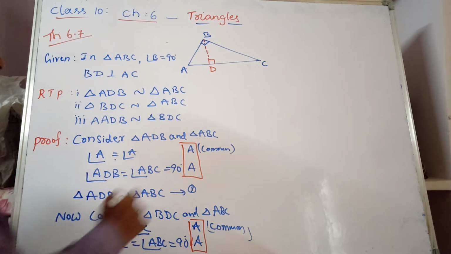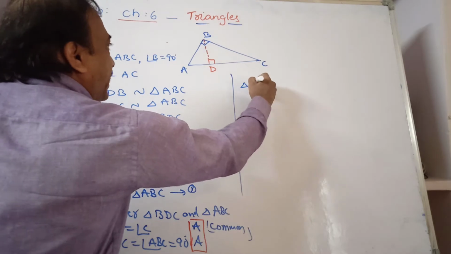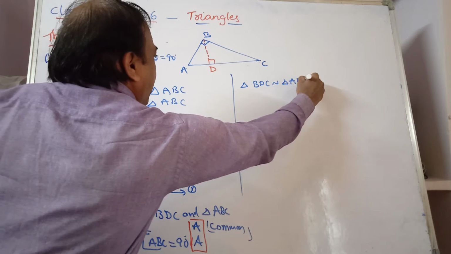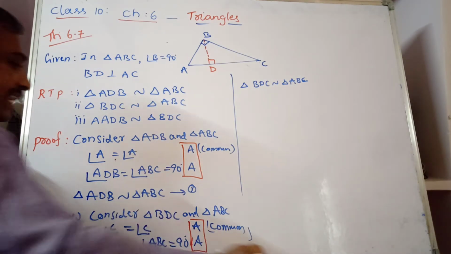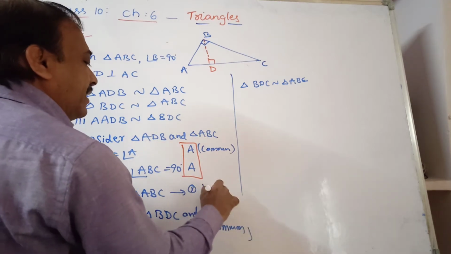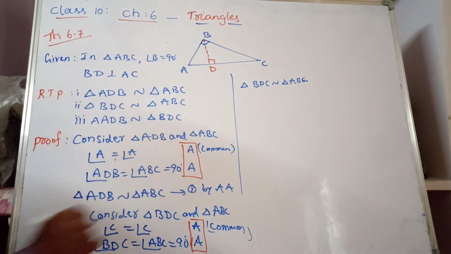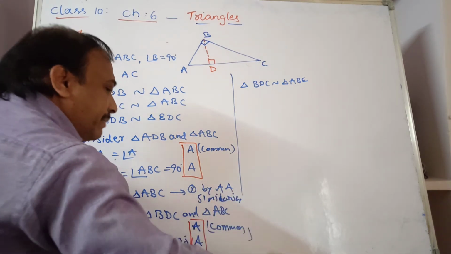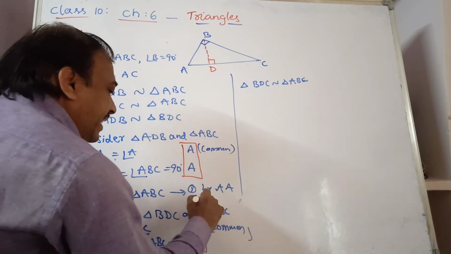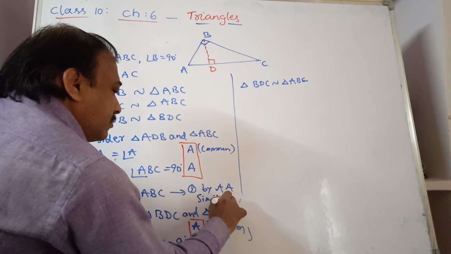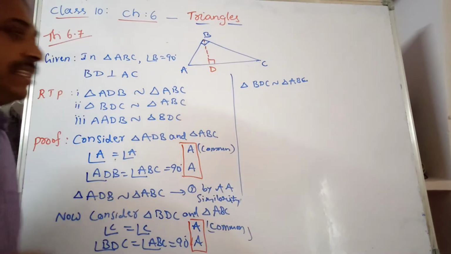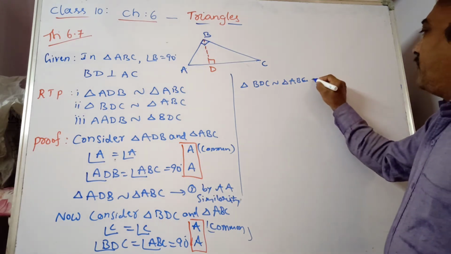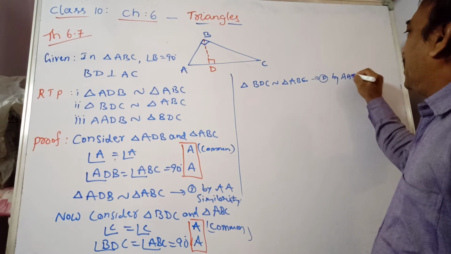So now here I am writing, triangle BDC is similar to triangle ABC. What is the reason here? It is by AA similarity. You have to mention it. Next, there also triangle BDC is similar to triangle ABC. So right here this is equation 2, by AA similarity.